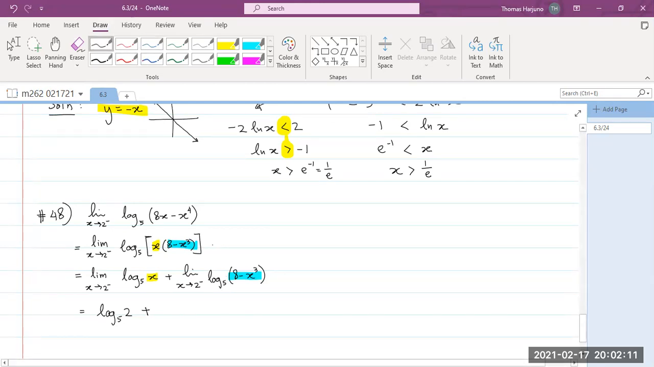Okay, now the problem is this here. So what happened if x is approaching 2 from the left-hand side? What happened to x cubed? X cubed will approach 8 also from the left-hand side, slightly less than 8. So 8 minus x cubed will be 8 minus something slightly less than 8. That will be 0 from the positive side.